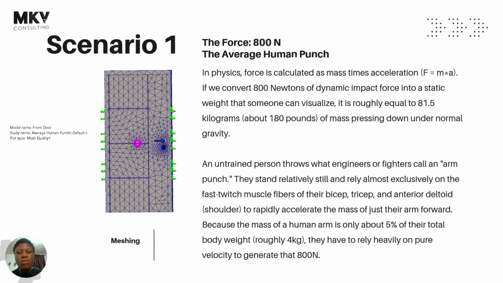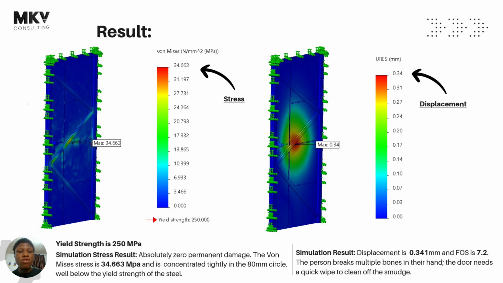Now the human hand, as punching, relies on pure velocity. You just punch with about 5% of your weight and slam into the door. Then you run your simulation. Looking at this, we can obviously see the impact on the door.